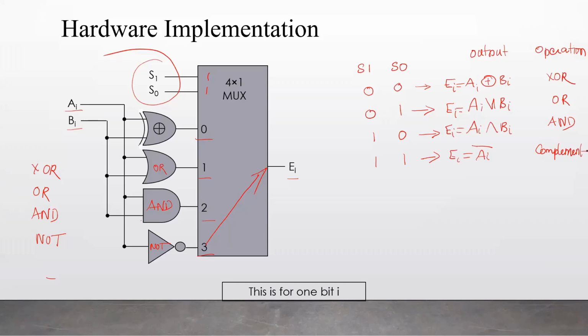This whole circuit is for one bit, bit I, with AI and BI, and you get the output EI. This needs to be constructed for many bits, depending on the number of bits. This way, the basic logic operations OR, XOR, and NOT can be implemented.